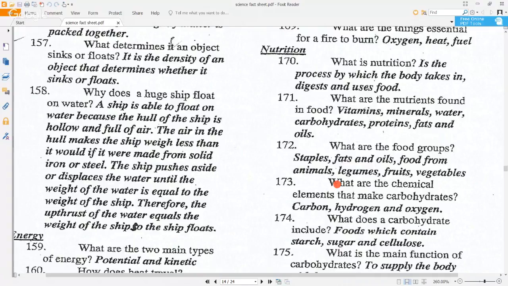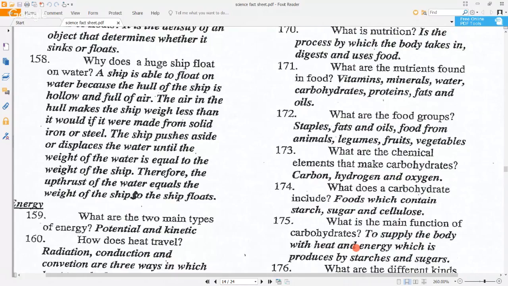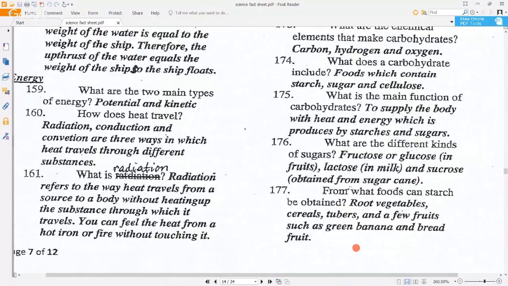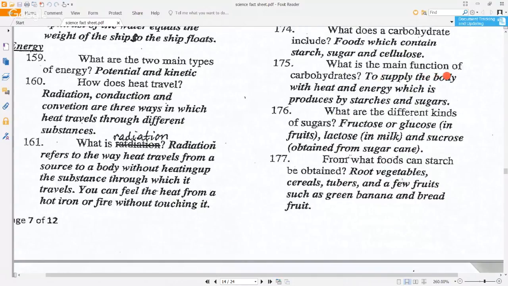Now, what are the chemical elements that make up carbohydrates? We have carbon, hydrogen, and oxygen. What does a carbohydrate include? Well, it includes food which contain starch, sugar, and cellulose. And 175. What is the main function of carbohydrates? Answer: to supply the body with heat and energy, which is produced by the starches and sugars.